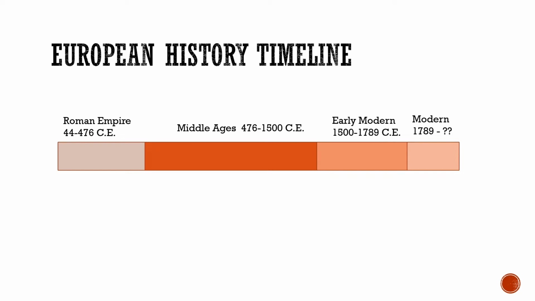This timeline is really just a way of roughly dividing the past into different periods. There's the Roman Empire, which ends around the year 500, and then the Middle Ages, which go roughly from the year 500 to the year 1500. Then we enter into the early modern period. This is really when the age of exploration takes off. And finally, beginning in 1789, the date that the French Revolution begins, we enter into the modern era, which I guess we're still living in. So that's just a rough idea.